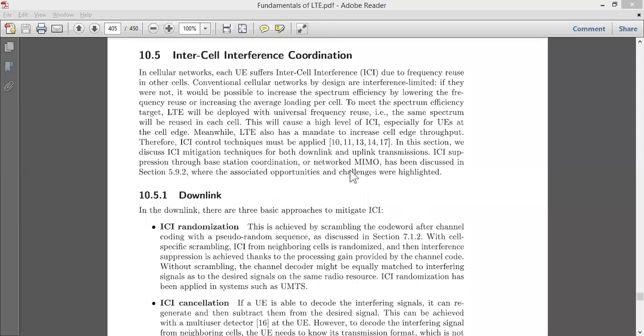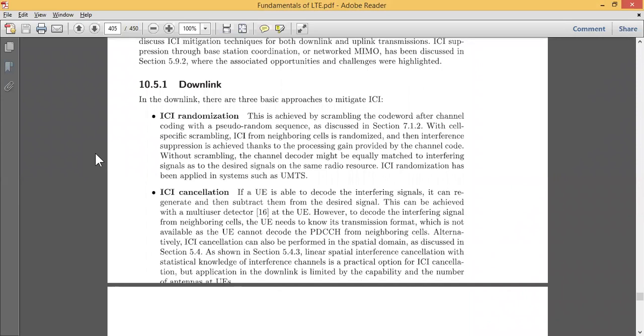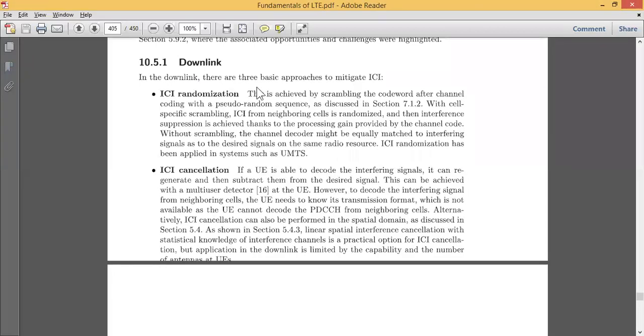Now we will see how ICI will be reduced in the uplink and downlink. If you want to reduce intercell interference, what are the basic approaches you need to follow in the downlink as well as in the uplink? Let us look first at the downlink mechanism, also called the approaches required for mitigating ICI. Basically, in the downlink we have 3 approaches.